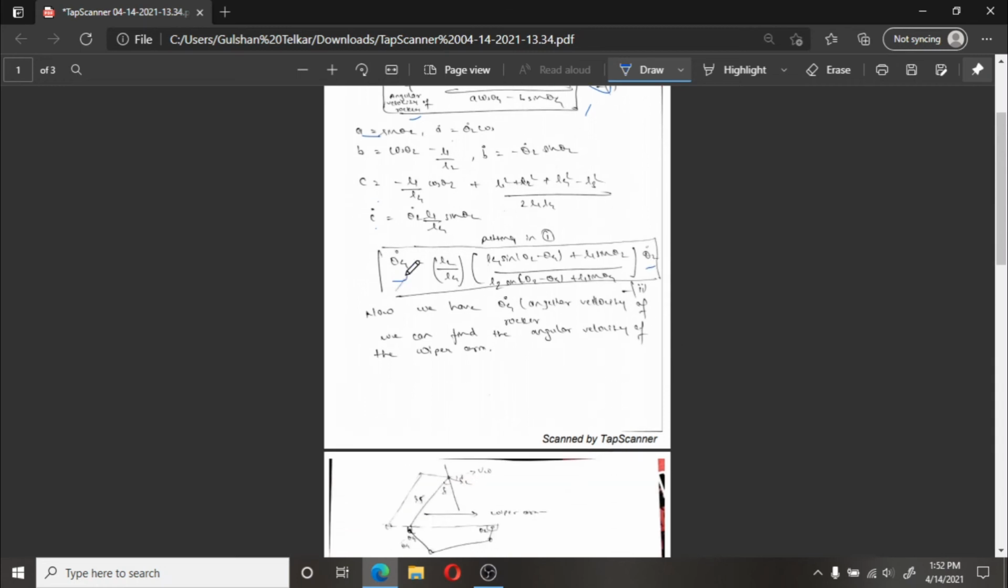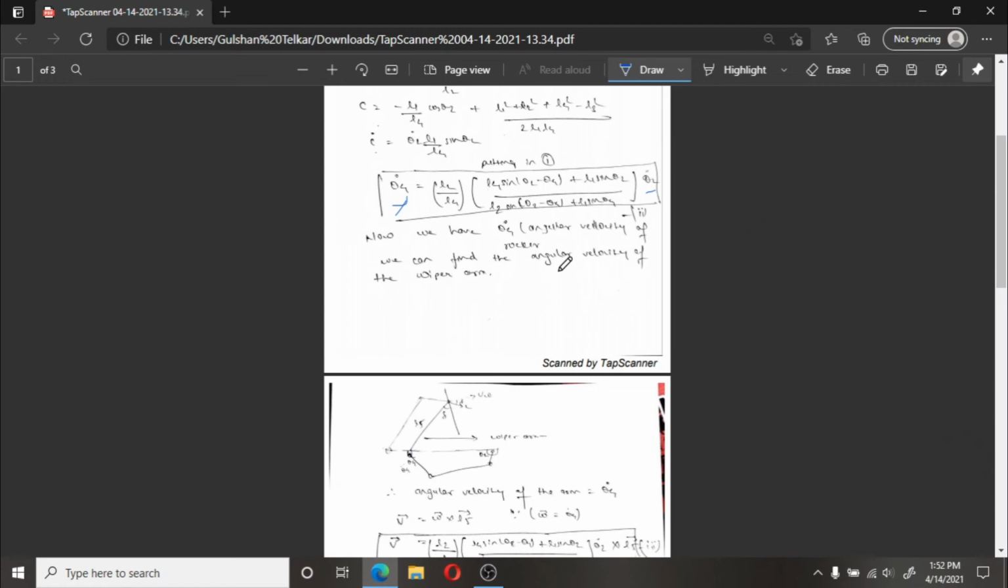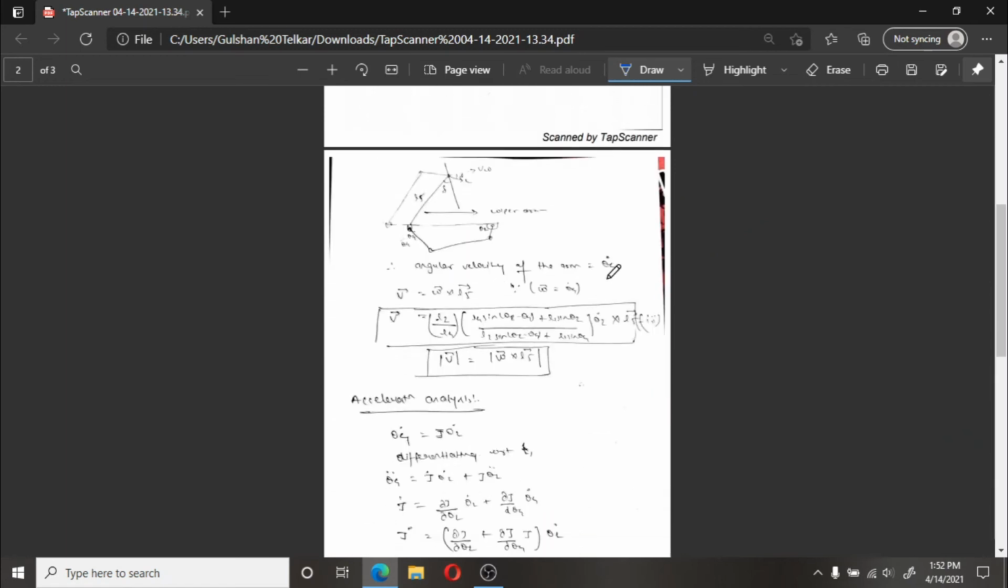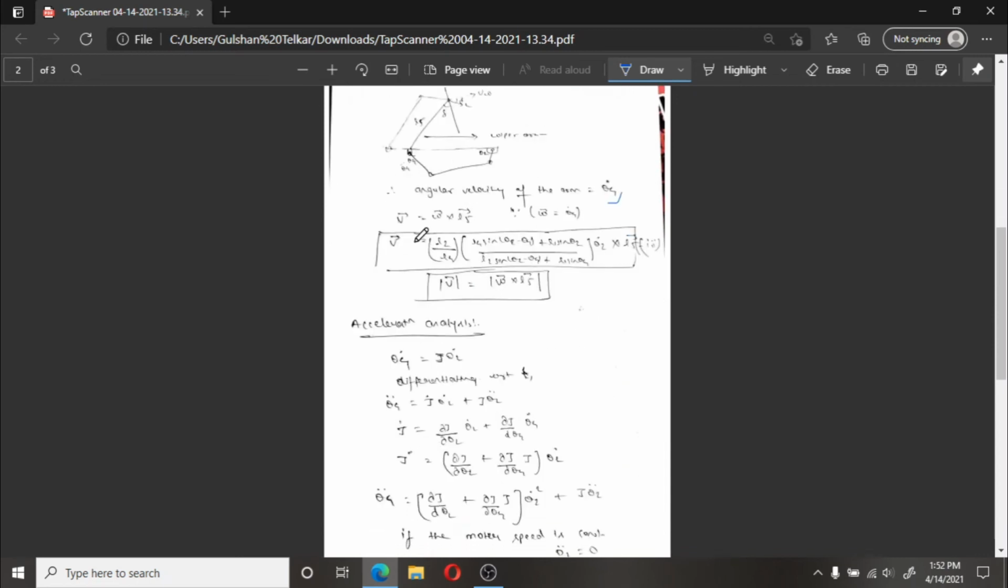Now we have the angular velocity of rocker. It means we can also find the angular velocity of wiper arm as well, which is nothing but theta 4 dot. So knowing the relationship between the angular velocity and the velocity in vector form, we can put our angular velocity of rocker, and we get the vector form of the velocity of the wiper arm, which is written in equation third.